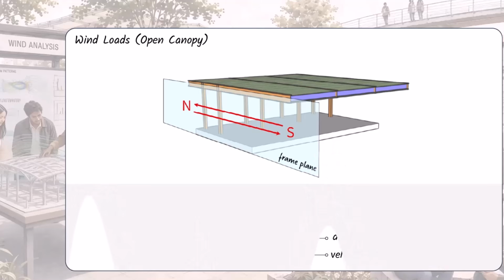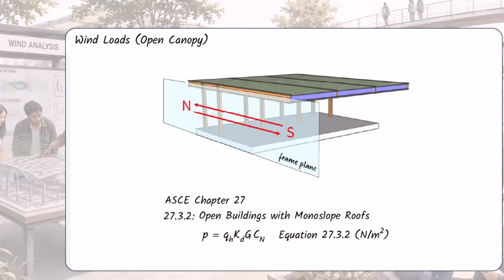For this portion of the structure, we also concluded that the critical wind direction is in the plane of the frames. In other words, we're interested in wind blowing from south to north or from north to south. To determine the wind pressure acting on the roof of the open portion of the canopy, we turn to section 27.3.2 of ASCE 7. This section provides wind pressure coefficients for open buildings with monoslope roofs, which matches the configuration of our bus terminal canopy.